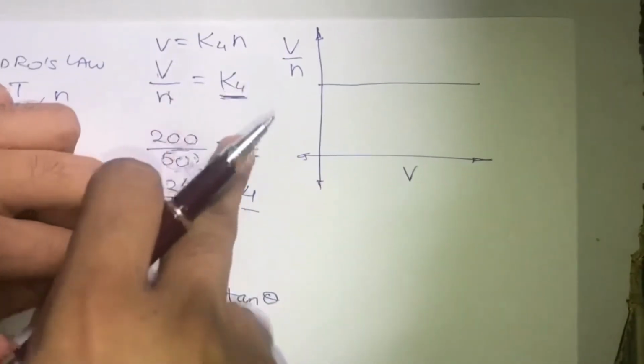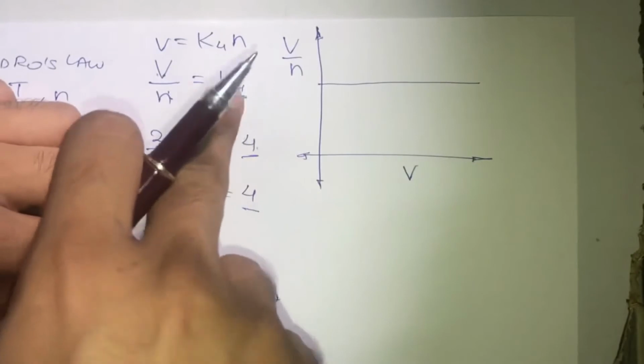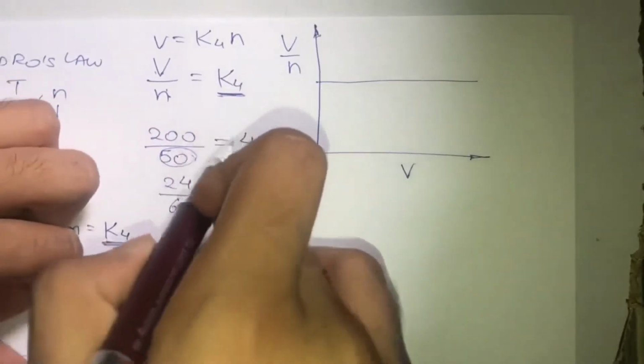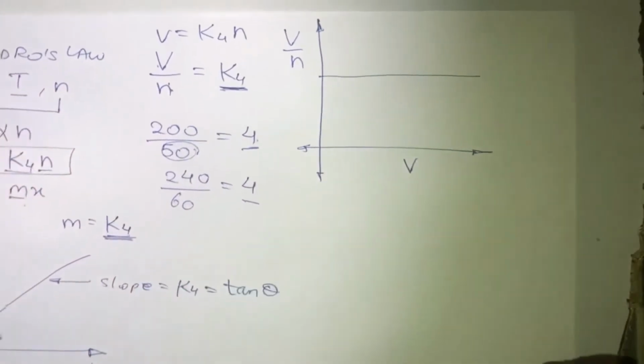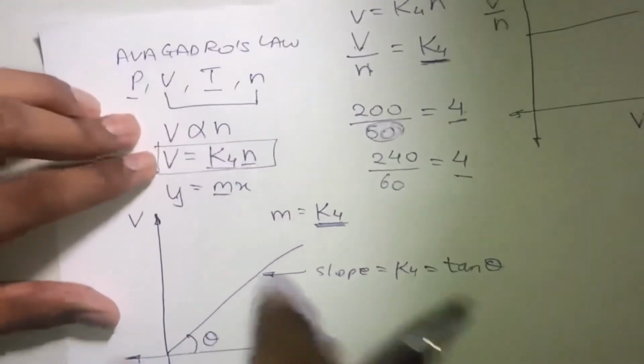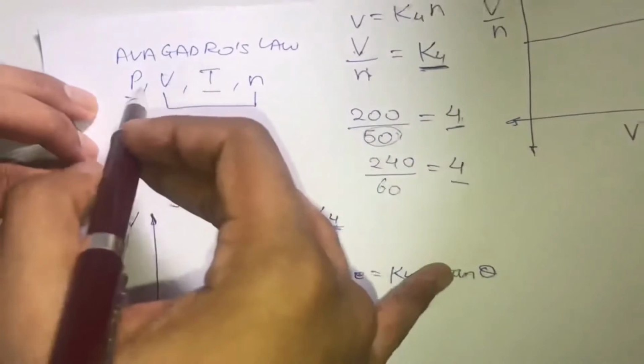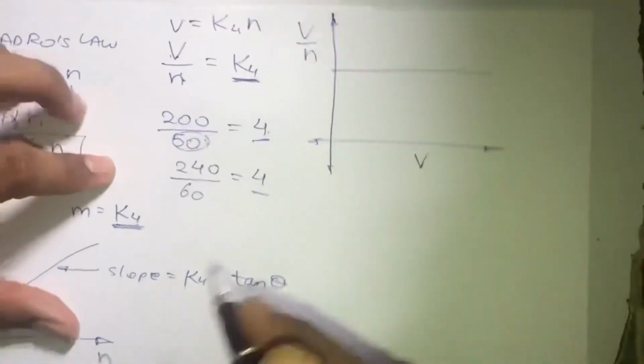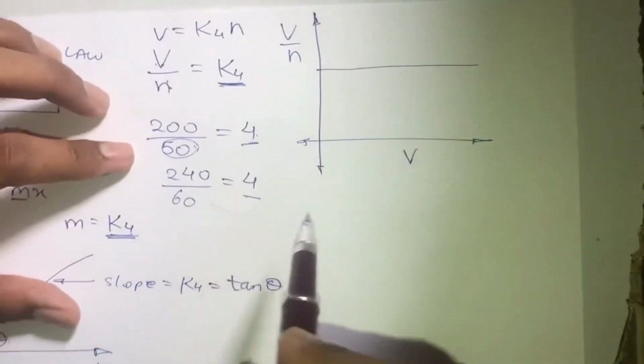Is the V upon n ratio changing? No, it is always remaining k4. And what is k4? 4, in our example it is 4. But if you want to find out the value, it completely depends on what the constant values of pressure and temperature are. Okay. So I hope you are able to understand this.